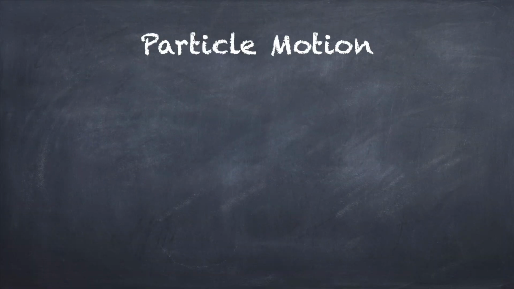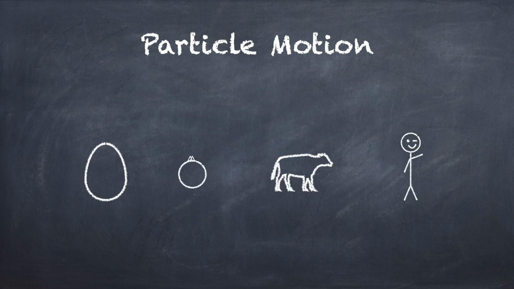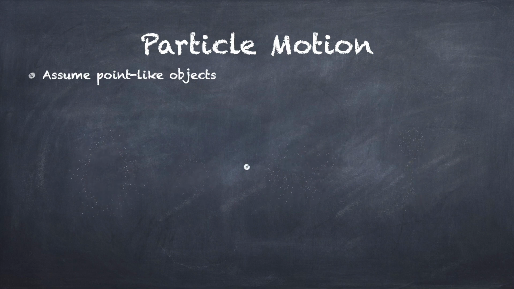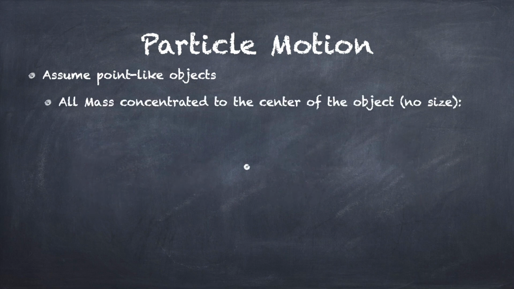All of this egg business boils down to this. In order for us to simplify our calculations, we'll treat all objects, eggs, blueberries, cows, and people, as point-like or particle-like objects. This means that the object has no volume or size other than a single point, and that all of its mass will be concentrated at this point. You'll see later in the course why this is often a pretty good approximation.